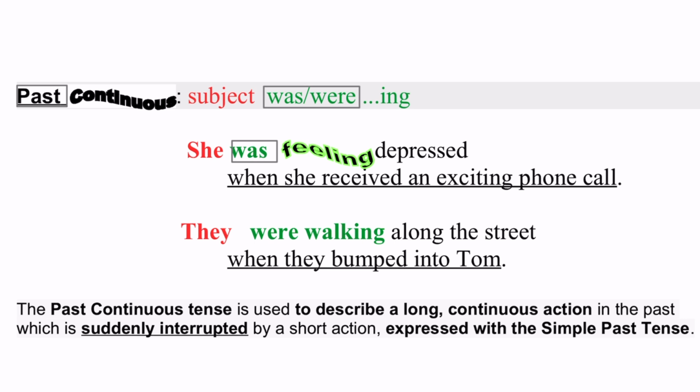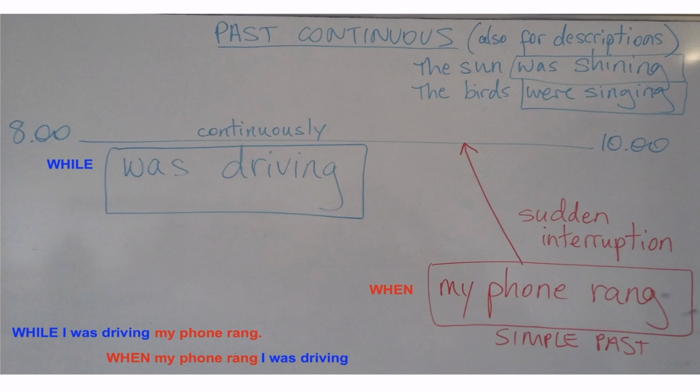So let me explain that a little bit better to you. Have a look at this diagram. So you can see that the past continuous tense is also used for descriptions. The sun was shining. The birds were singing. So you're setting the scene in a description by using the past continuous tense. And I could say from 8 o'clock till 10 a.m. I was driving continuously. So from 8 to 10 I was continuously driving. Now, while I was driving, something happened and it was a sudden interruption. My phone rang, and rang is in the simple past because it suddenly interrupted my continuous action.